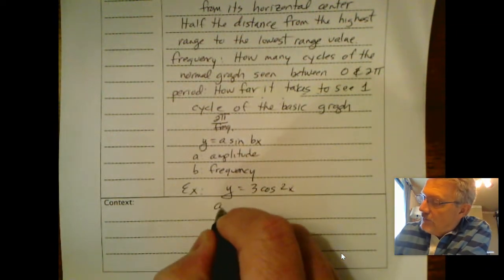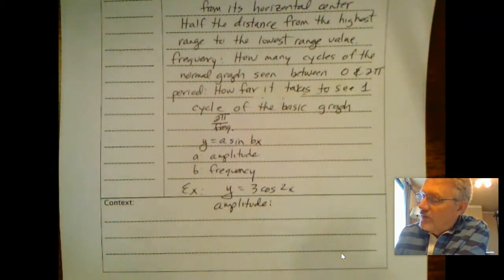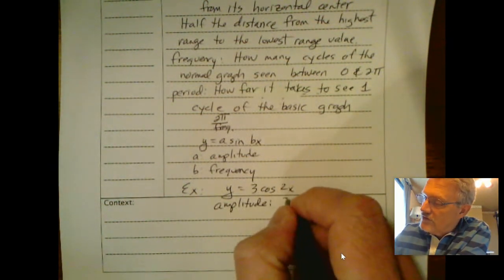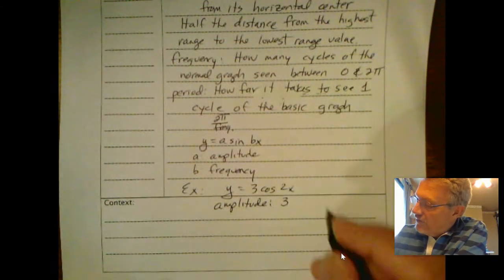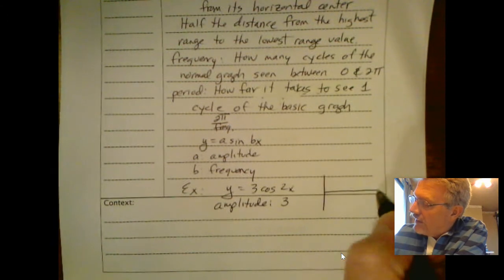All right, so the amplitude is how far the graph goes up. And it's going to go up 3 units from the horizontal center. Okay, so I'm just going to draw the cosine graph like I normally would.